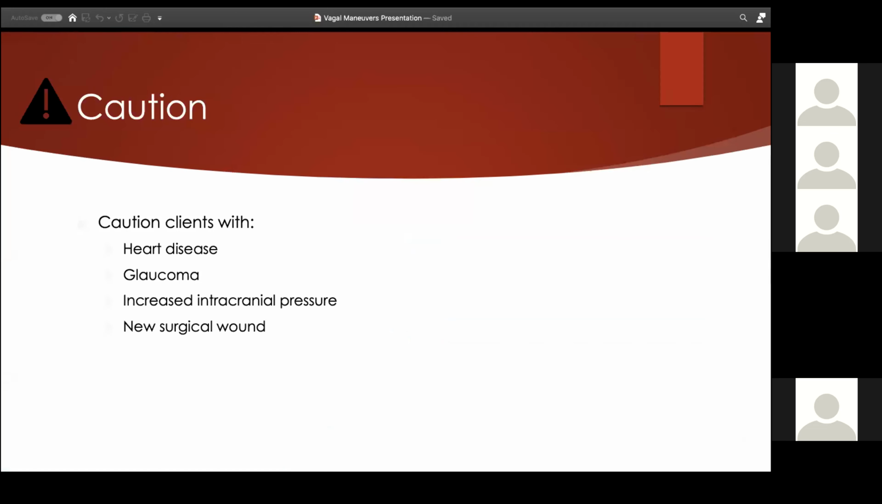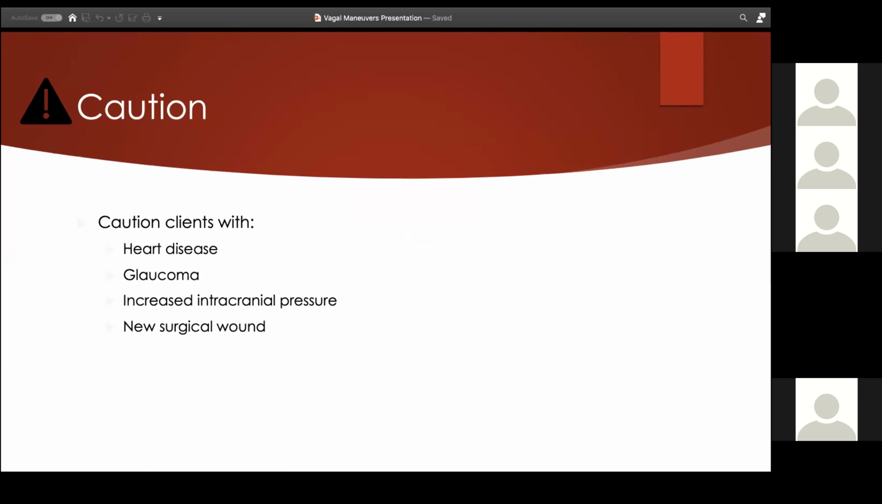So caution, we do have to be careful with our patients who have heart disease, glaucoma, increased intracranial pressure, or who have a new surgical wound. The reason why is because this can increase pressure within the abdominal cavity, it raises our blood pressure, and it's also associated with an increased risk for cardiac arrhythmias.